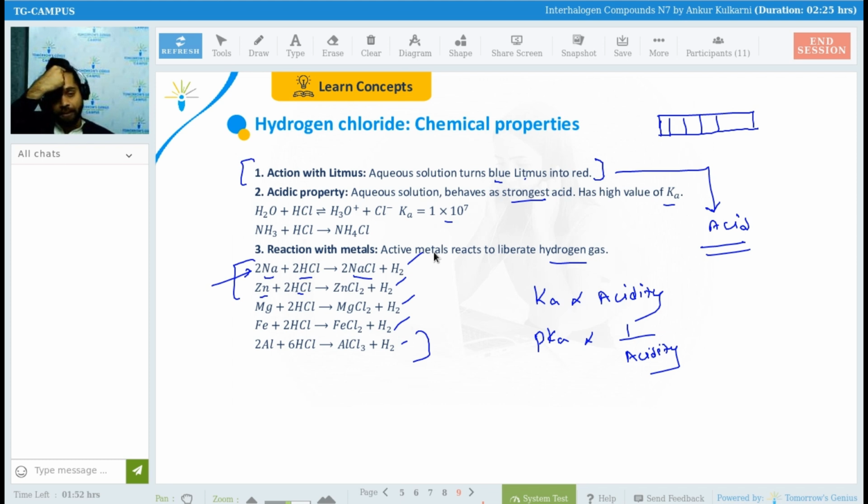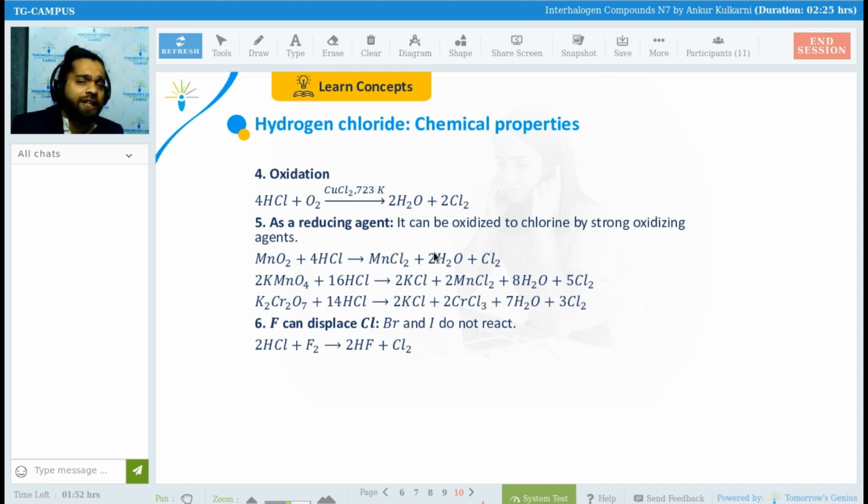Come on, write down the two reactions and tell me done in the chat box. Done. Okay. Let us go ahead. Then obviously oxidation. Oxidation means, over here, what is happening? If I have HCl and I react it with oxygen, I have hydrogen, I have oxygen. If I combine, only one product is possible, that is water, and chlorine gas is released.